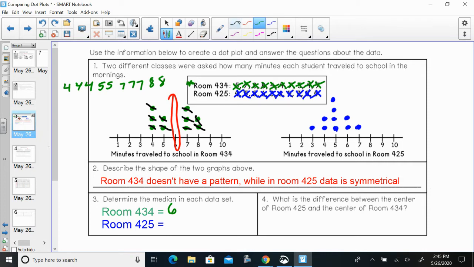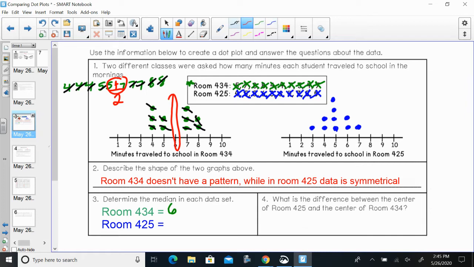And I could go back through and do the same thing. This is just what I did on the graph, except in a straight line. And as you can see, we get to a 5 and a 7 exactly in the middle. And what did we do last time? We averaged them together and divided by 2, and that gave us 6. So 6 is the median for room 434.